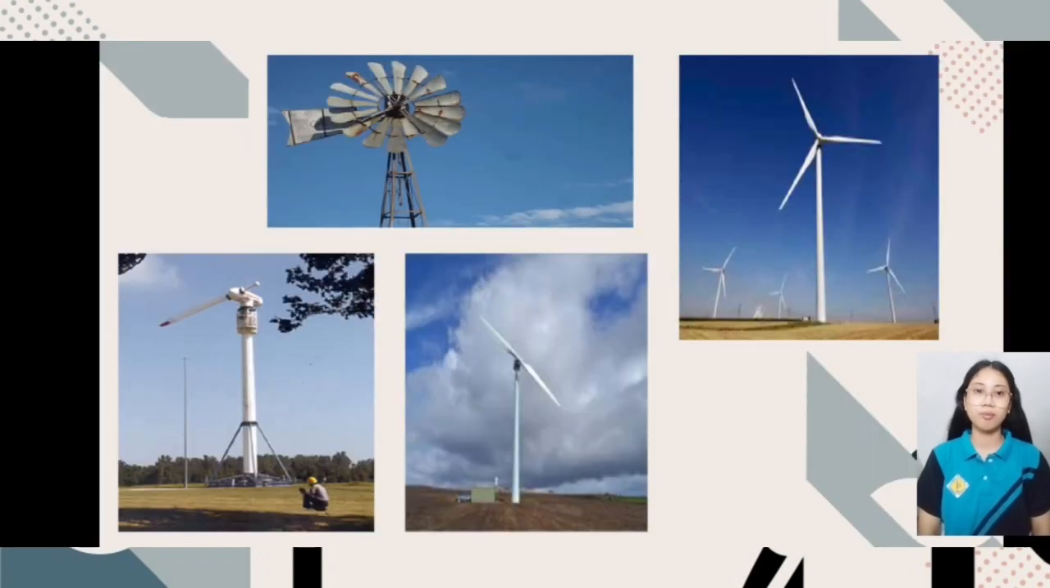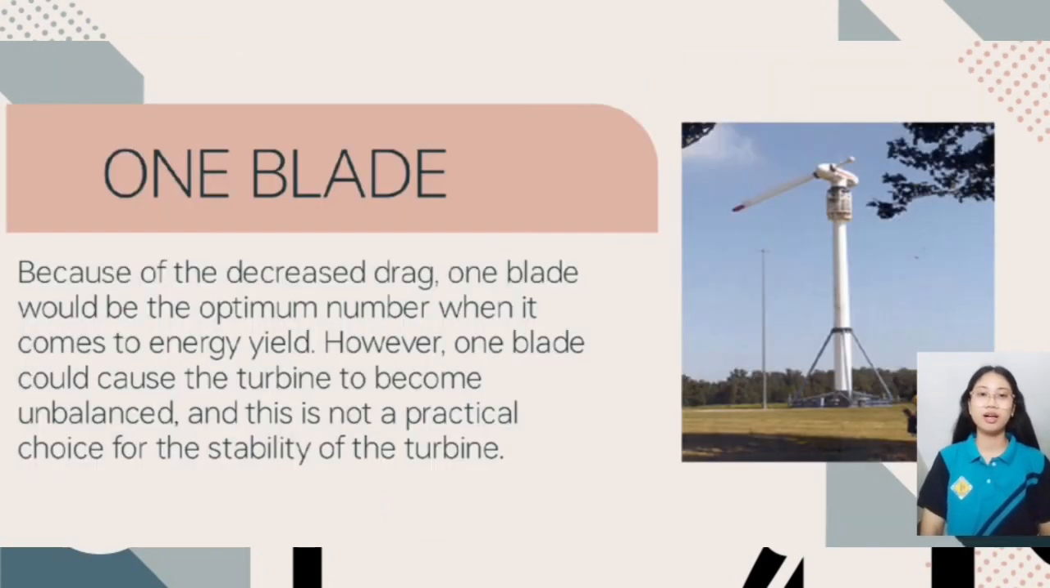And now let's talk about why 3 blades are the best design of all. Here is now the question. Which one rotates faster under the same circumstances? 1 blade or 3 blades? So gaya nga ng na-explain kanina, the one that will rotate faster under the same circumstances is 1 blade. Simply because the fewer the blades, the lesser the drag. So ibig sabihin, pag mas less ang drag, mas mabilis ang magiging rotation. 1 blade. Because of the decreased drag, 1 blade would be the optimum number when it comes to energy yield.